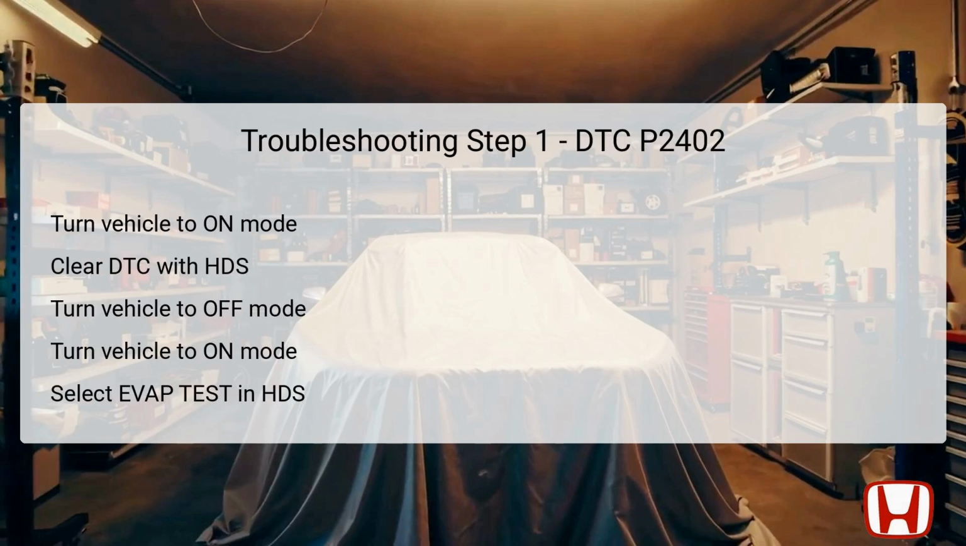Initiating the troubleshooting process for DTC P2402 starts with verifying the problem state. First, the vehicle should be turned to the on mode, allowing electronic systems to initialize. Following this, the diagnostic tool known as HDS, or Honda Diagnostic System, must be employed to clear the current error codes, which helps in re-evaluating the vehicle's condition. Once cleared, the vehicle should be switched to the off mode and then returned to the on mode once more.